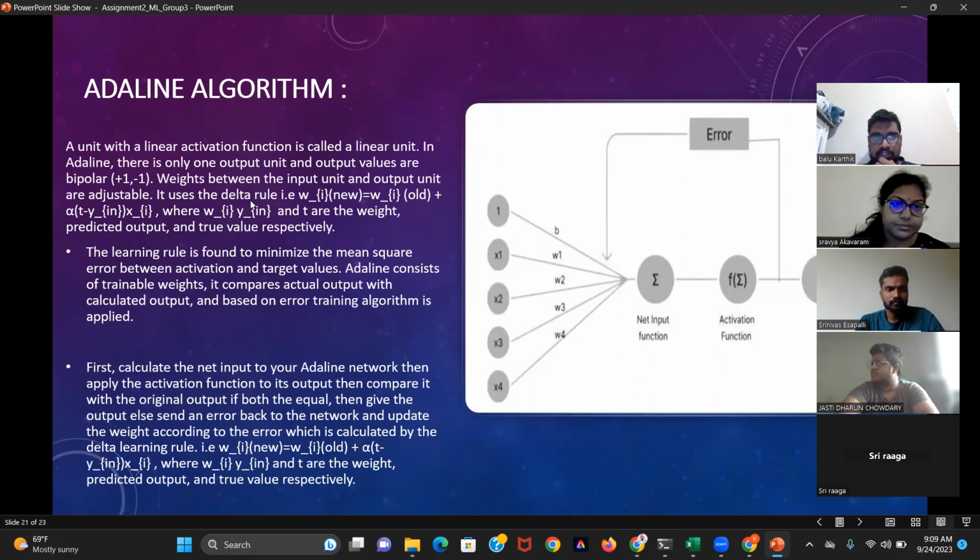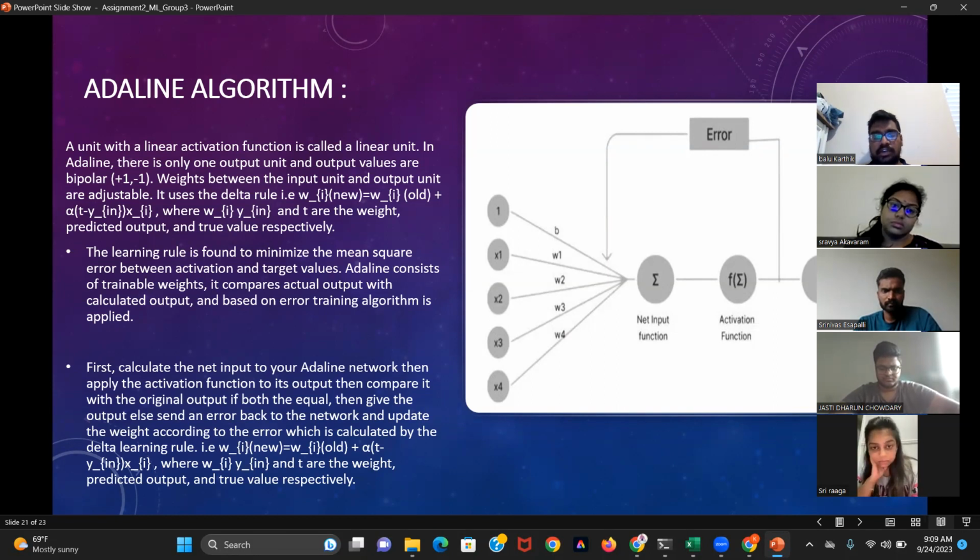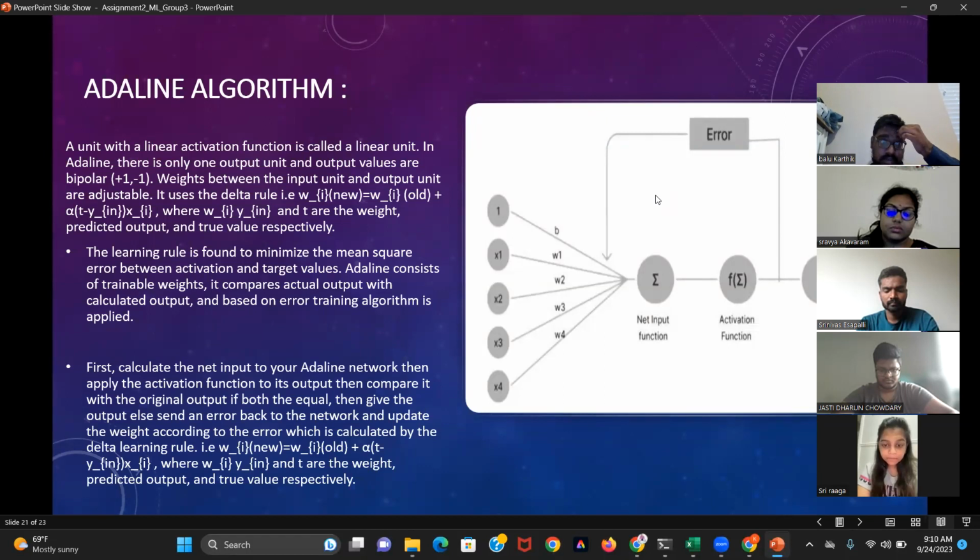A unit with a linear activation function is called a linear unit. In Adaline there is only one output, and the output values are bipolar, plus one and minus one. These are x1, x2, x3, x4, the inputs, with the weights and the net input function. The learning rule is to minimize the mean square error between the activation and the target. First we calculate the net input to the Adaline network and then we apply the activation function to its output. Then it is compared to the target output; if both are equal, we give the output, else the error is sent back to the network.